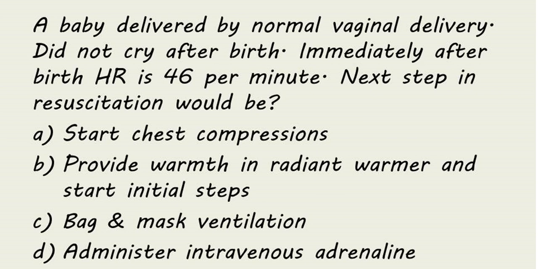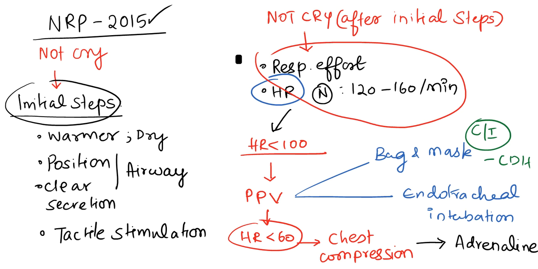A baby is delivered by normal vaginal delivery. The baby did not cry after birth. Immediately after birth, heart rate is 46 per minute. Next step in the resuscitation would be: start chest compression, provide warmth in the radiant warmer and start initial steps of resuscitation, bag and mask ventilation, or administer intravenous adrenaline. If you look at this algorithm, I had emphasized two important heart rates, namely heart rate of less than 100, the second one is heart rate of less than 60.